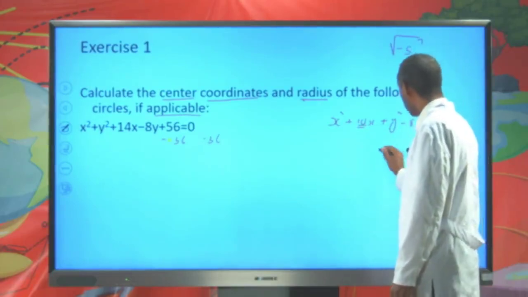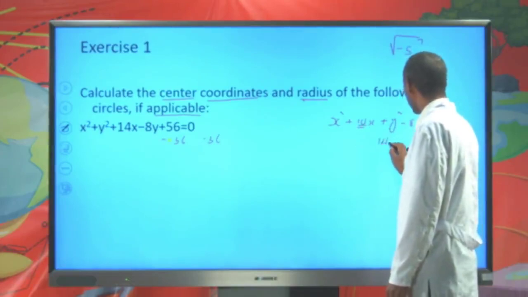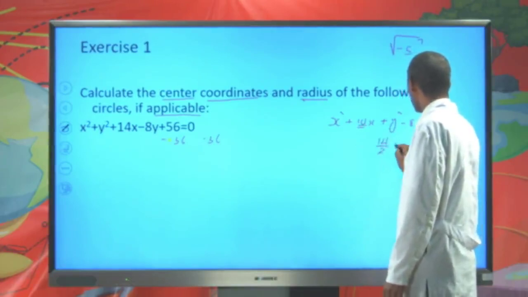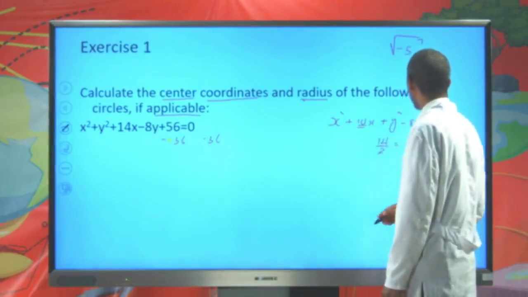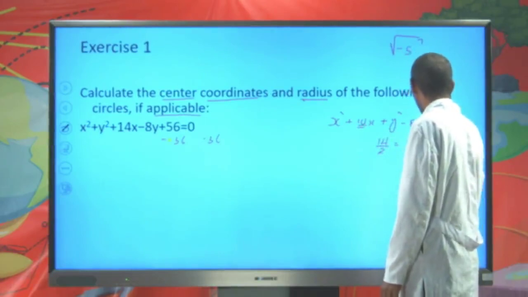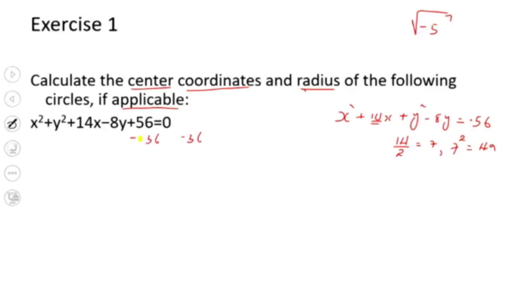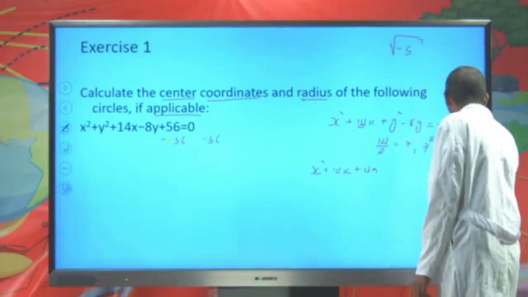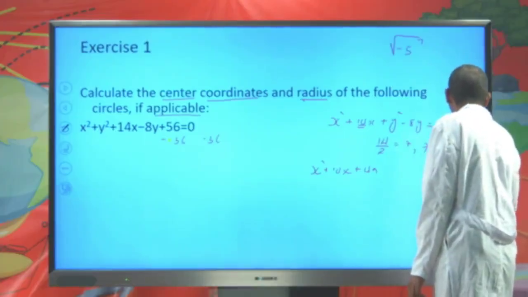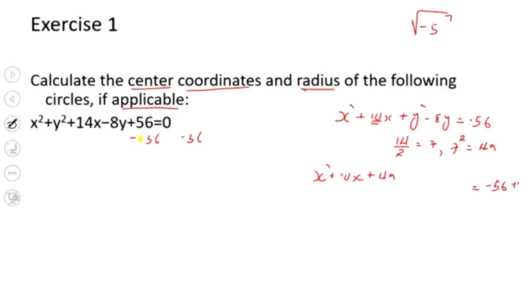Here, if you observe, the coefficient of x is 14. So when we use the completing the square method, we divide 14 by 2, which is 7. Then let's square this, 7 squared, which is 49. So my new equation would be x² + 14x + 49. Since I added 49 on this side, I should also add 49 on the other side.